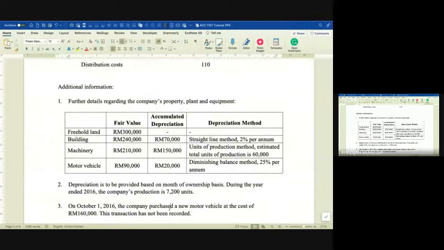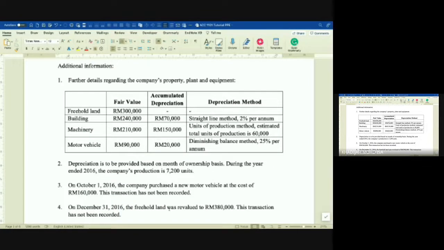The building fair value is 240,000, accumulated 70,000, straight line method 2% per annum. Right, and then machinery is 210, accumulated 150,000, units of production method, estimated units is 60,000. Motor vehicle, you have 90,000, accumulated 20,000, using diminishing balance method 25% per annum. Depreciation is to be provided based on a month of ownership basis. So be careful here, because it's clearly mentioned month of ownership basis.